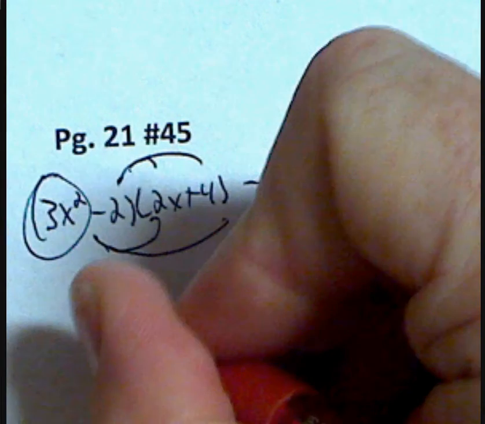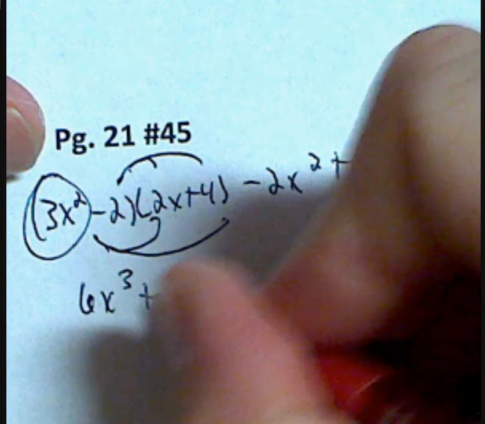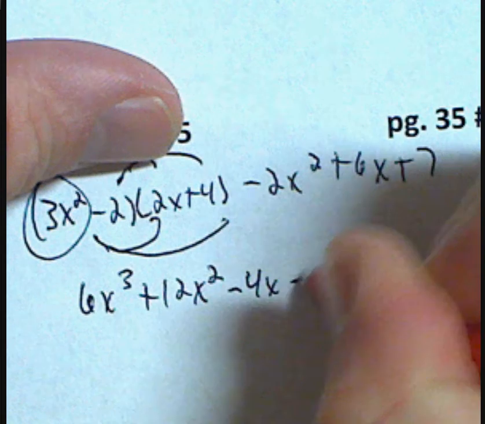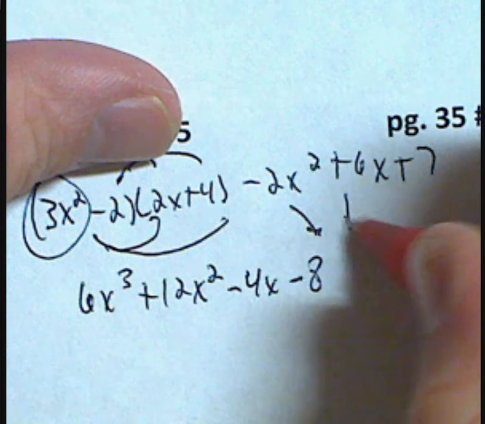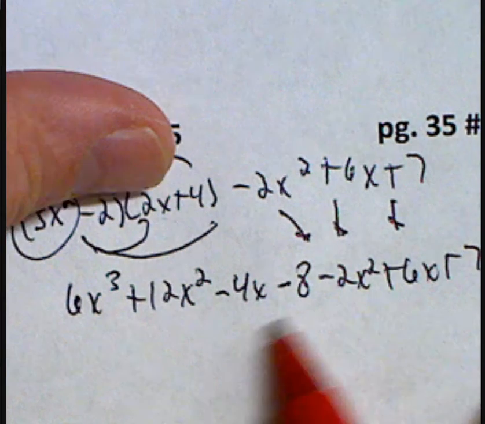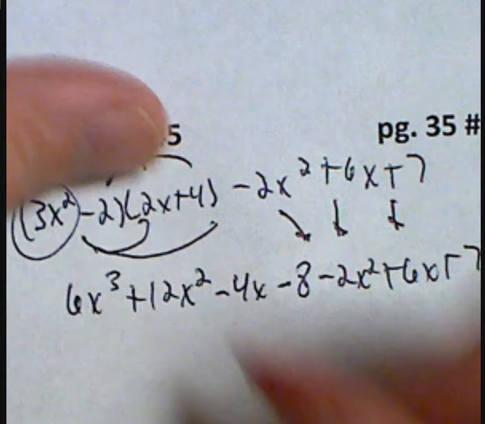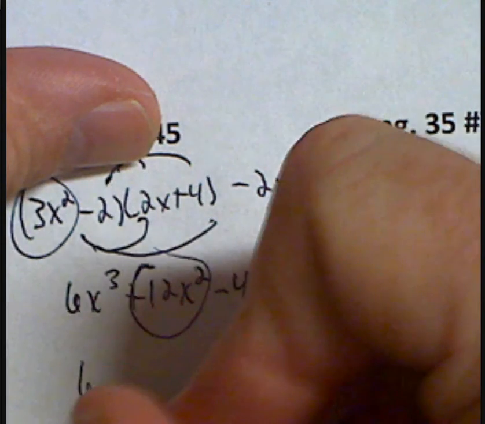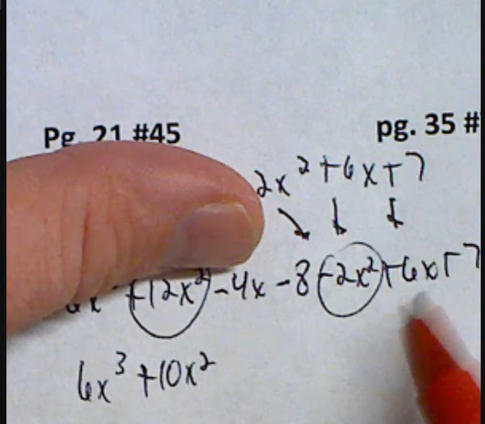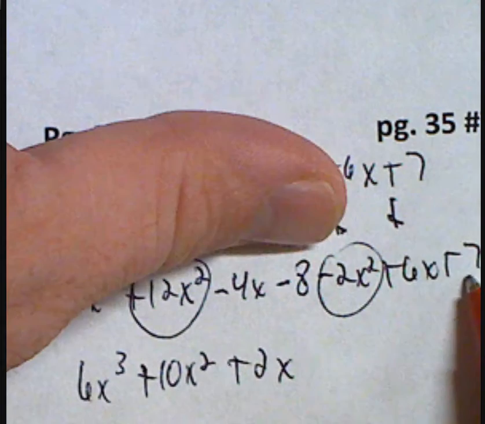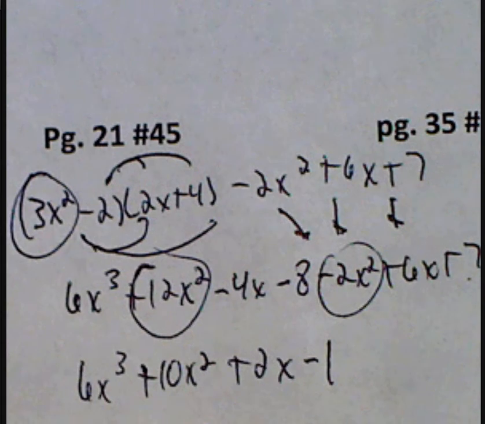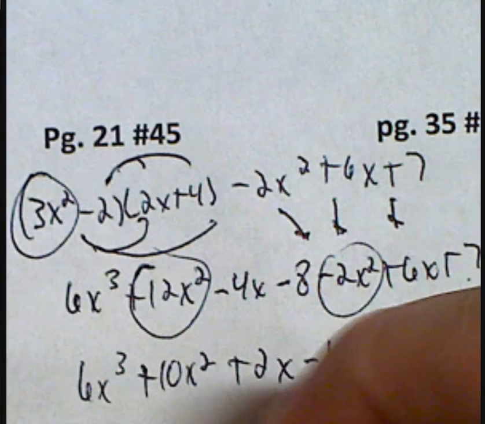So 3 times 2 is 6x to the third plus 12x squared minus 4x minus 8. Bring everything else down. Minus 2x squared plus 6x plus 7. So I know that my x squareds can combine. Bring down the 6x to the third. This would be 10x squared. This would be 2x. And this would be negative 1. So 6x to the third plus 10x squared plus 2x minus 1 is D.